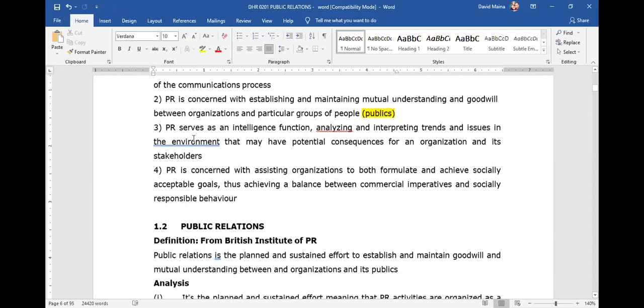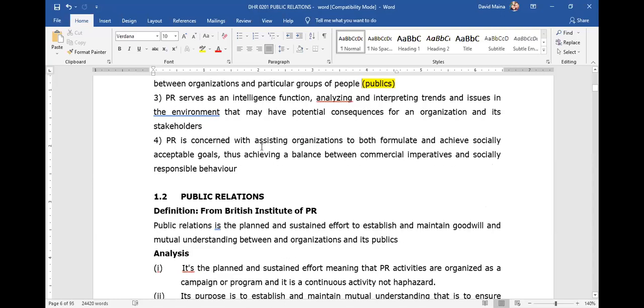So we also have said that PR is concerned with assisting organizations to formulate and achieve socially acceptable goals. Therefore, thus, achieving a balance between commercial imperative and socially responsible behavior.